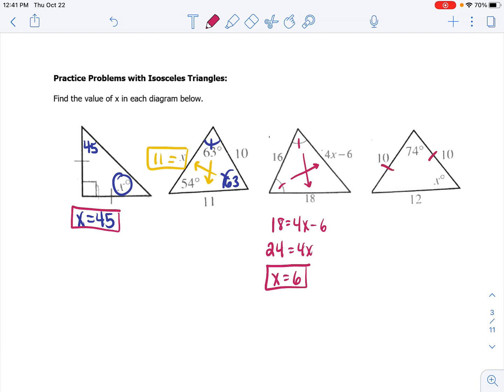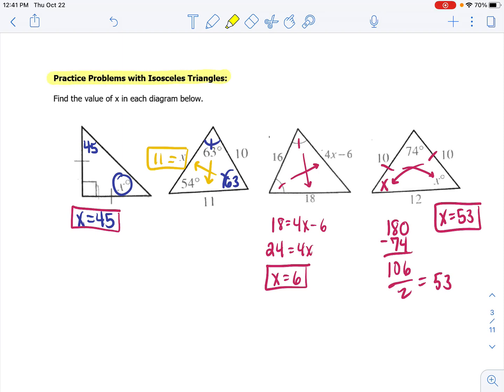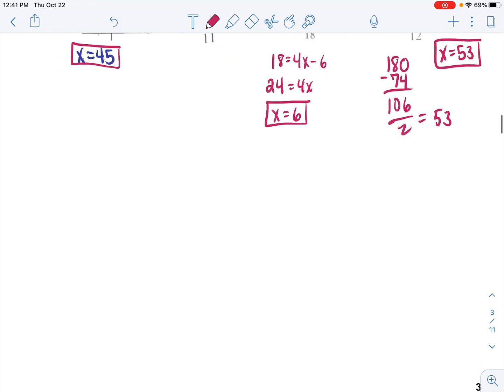And then for the last one, we have these two congruent sides. So you know, okay, this angle must be congruent to that angle. So both of those angles are x. So if we do 180 minus 74 in our calculator, we get 106. And then we can divide that by 2 to then get what each of those angles are. So we can say that x equals 53 degrees. Okay, so this is practice. This is a review of isosceles triangles and working with those diagrams.